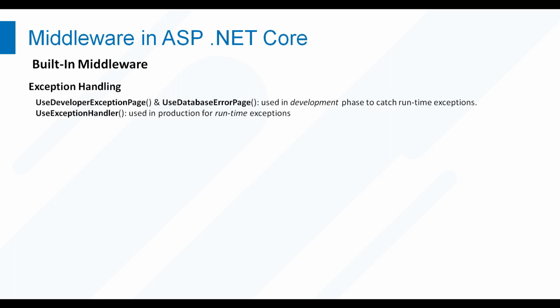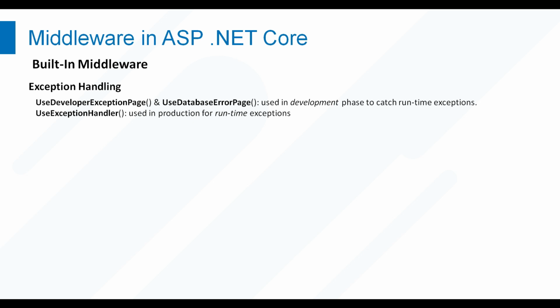First one is exception handling. In exception handling, we use UseDeveloperExceptionPage or UseDatabaseErrorPage in the development environment to catch runtime exceptions. The UseExceptionHandler method is used in production for runtime exceptions.